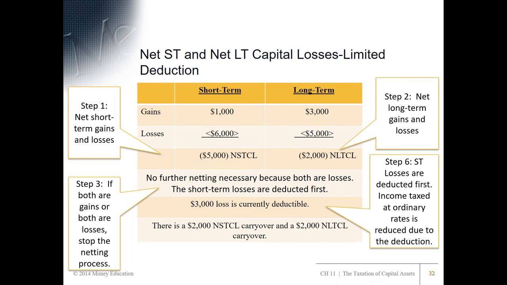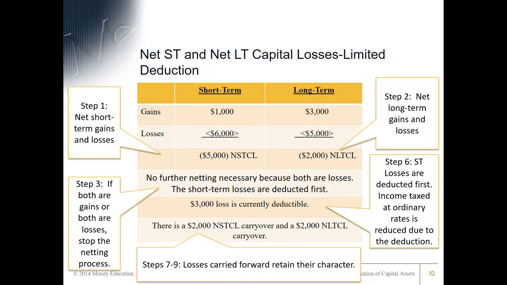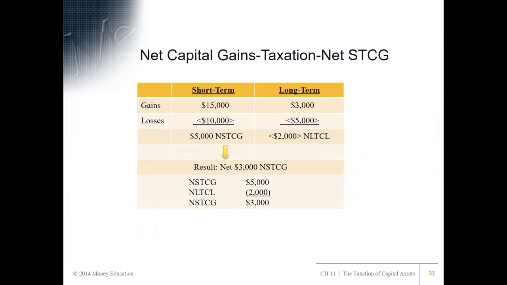The income taxed at ordinary rates is reduced due to the deduction. So we have a net short-term capital loss of $5,000. You're going to take $3,000 of that loss on the return. That leaves $2,000 of net short-term capital loss carryover and the $2,000 net long-term capital loss carryover. We didn't even get to touch the long-term capital loss in this year. And losses carried forward retain their character. So we're going to keep track of whether they're short-term or long-term losses.